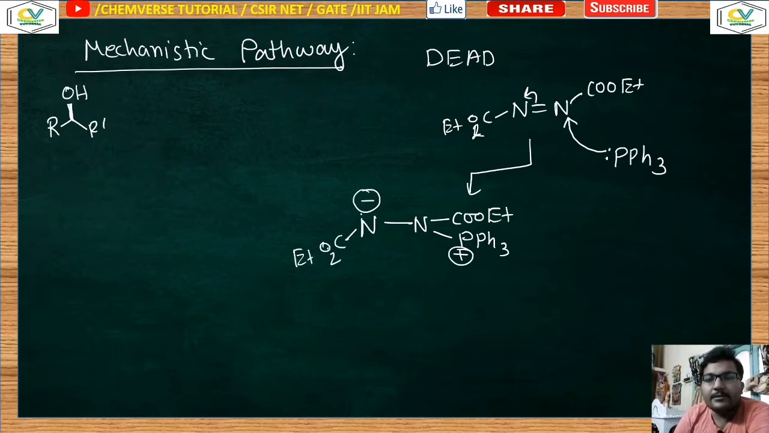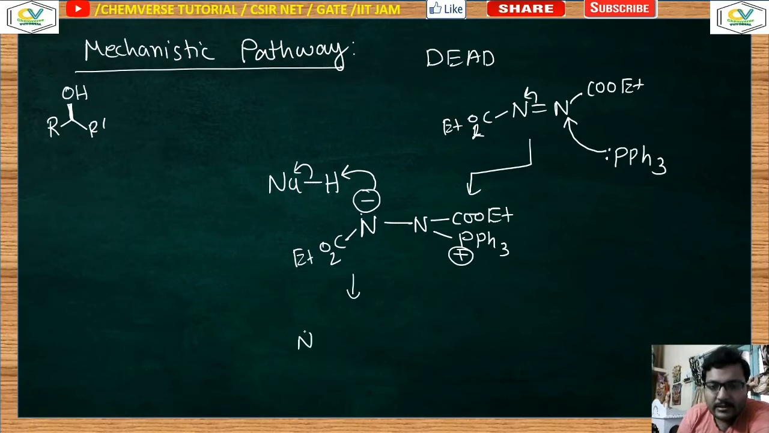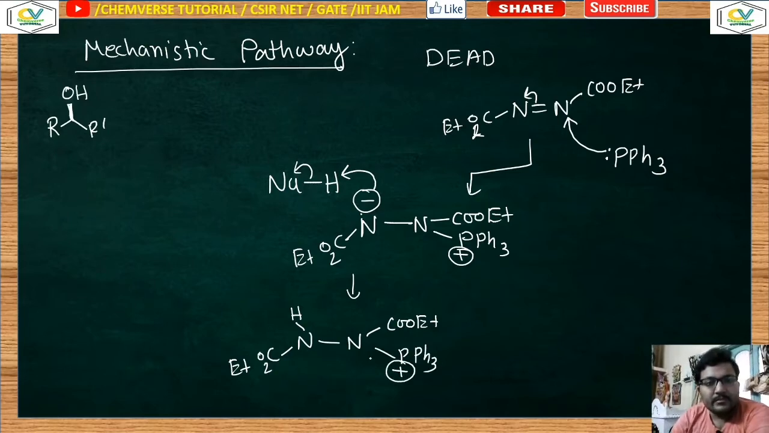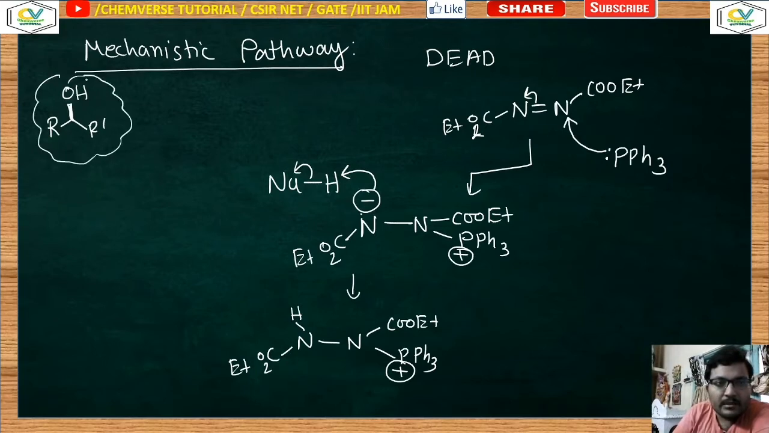Now remember, in this medium the Nu-H species is present, which has an acidic hydrogen. This negative charge will abstract this proton to produce this kind of nucleophile. As a result, you are getting NH-CO2Et, N-CO2Et and PPh3 plus. Now look at this. Our substrate molecule is this one, and it will attack at this phosphorus center.